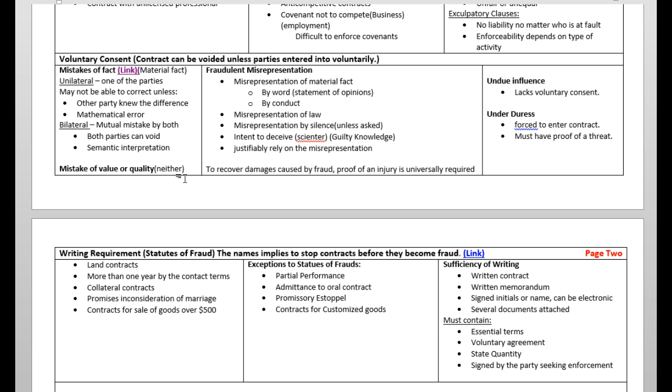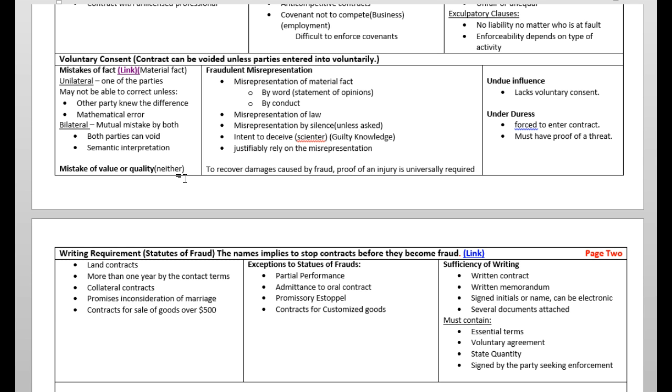Contracts for more than 1 year, that would go outside of the contract terms. Collateral contracts, marriage contracts, be they prenuptials or anything to do with marriage, need to be in written form. And contracts for sale of goods over $500 should be in written form. So those are the writing requirements and the type of contracts that need to have written form.